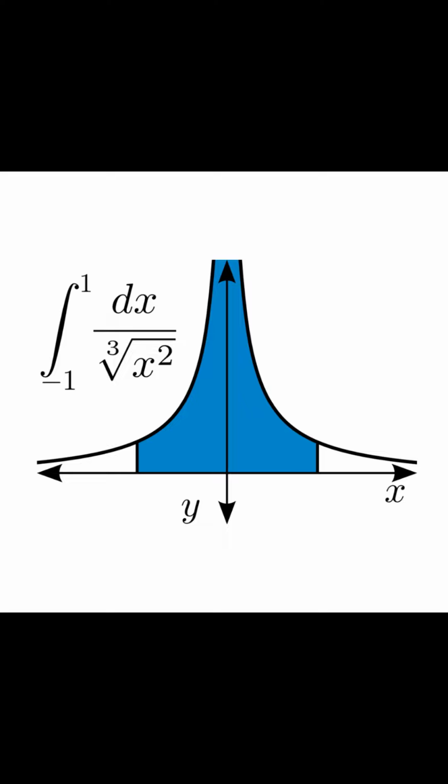Now, symbolically, we write an integral using this fancy-looking elongated S shape. It stands for sum because we're summing up all those tiny contributions. If we have a function f of x, and we integrate it from a to b, we're asking, what is the total accumulation of f of x between x equals a and x equals b?